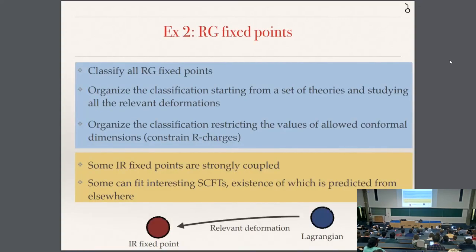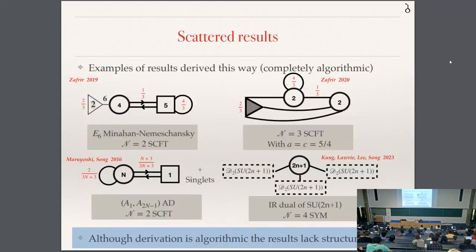Another thing that you can do, you can start from your preferred collection of quantum field theories, say in 4 dimensions, and just deform them in all possible ways. You can ask, what are the infrared fixed points of a given set of theories? Like you study all the possible relevant deformations and look at the results that you obtain. And also here you can find very interesting results.